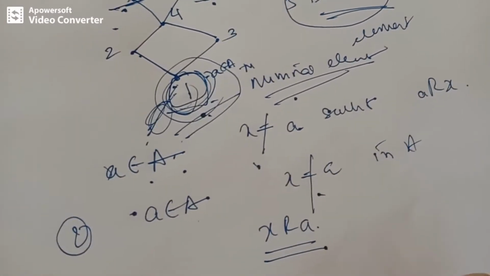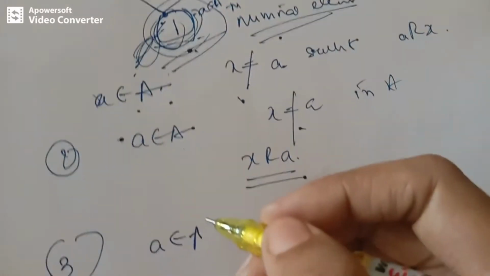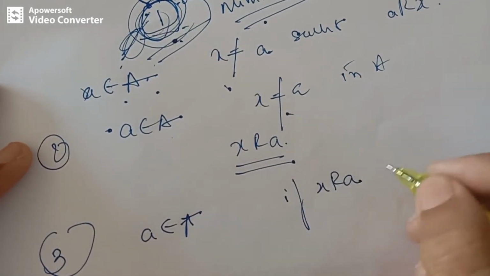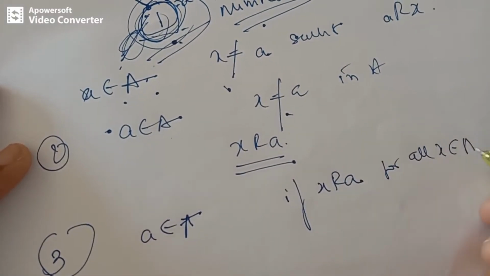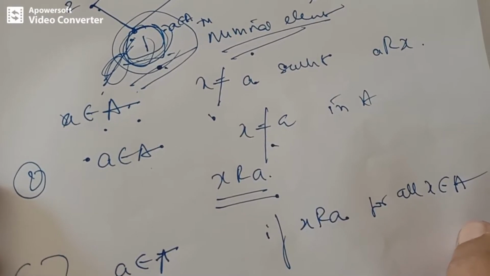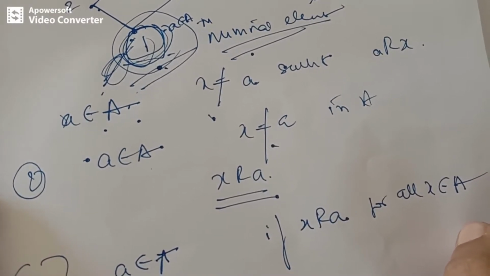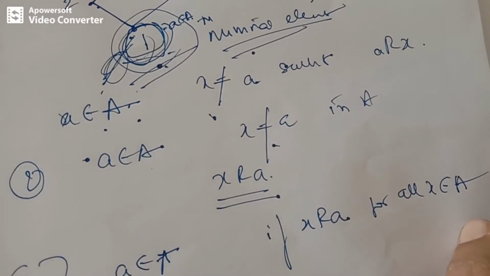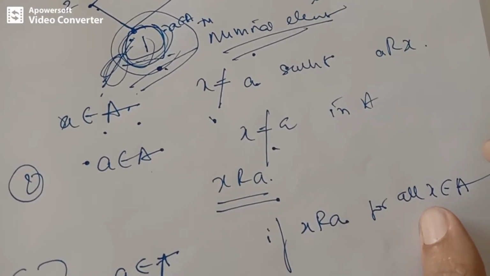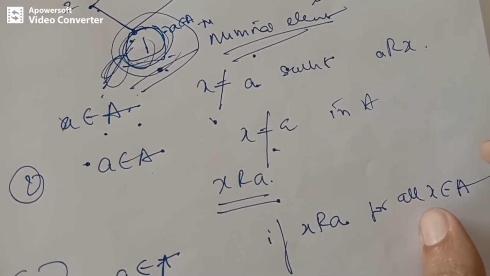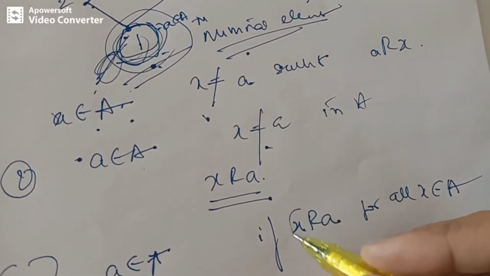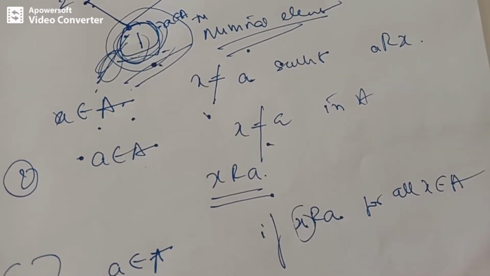So the next concept is about the greatest element. An element A belonging to A is called the greatest element of A if X is related to A for all X belonging to A. That means, when can we say a particular element is the greatest element? It is when each and every element has an edge reaching that vertex.